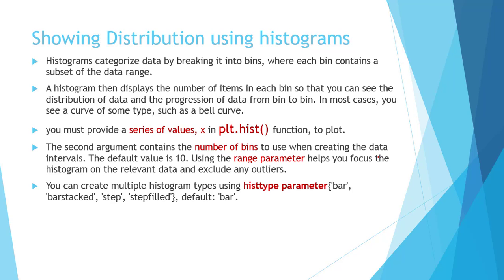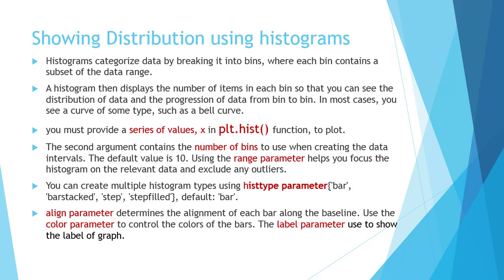Another parameter is the histtype parameter, in which we can specify the type of the histogram, such as bar, barstacked, step, stepfilled, etc. The default histtype is bar. The next parameter is the align parameter, which determines the alignment of each bar along the baseline. Another is the color parameter to specify the color of the bars, and the label parameter is used to show the label of the graph. So for plotting the histogram, we use the plt.hist function, in which we can specify different parameters such as number of bins, range, histtype, align, color, label, etc.